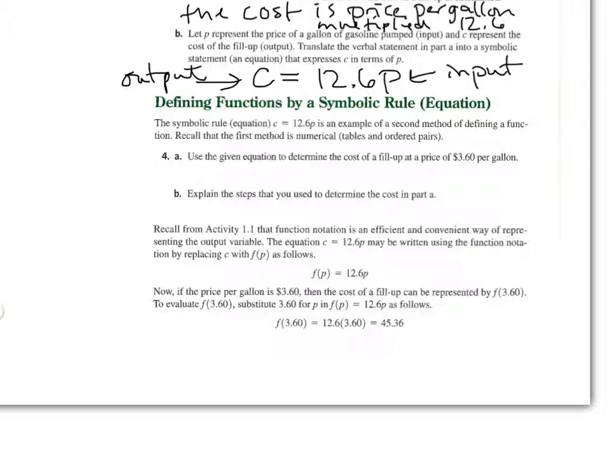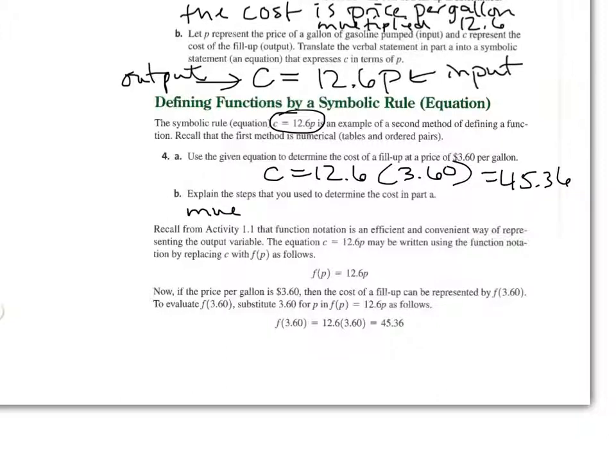Here they have that rule that we just wrote. Now they're giving us an equation we can use for anything. Up above we had, I think, 5 different prices per gallon, so now they're giving us another one. They're saying use the equation if P, the price per gallon, is 3.60. What we would end up getting out for that one is 45.36. Explain the steps we use. Really, we just multiplied 12.6 by the price per gallon. That's it. So now they're using this rule right here that I'm circling, let me do it in red.